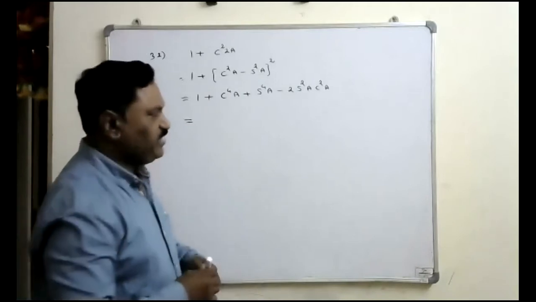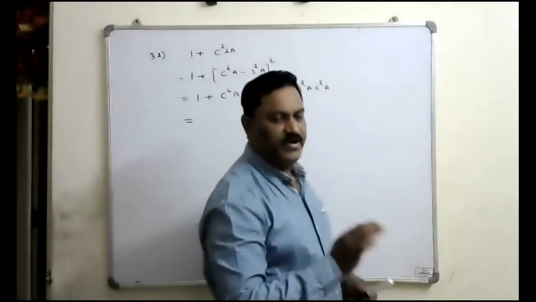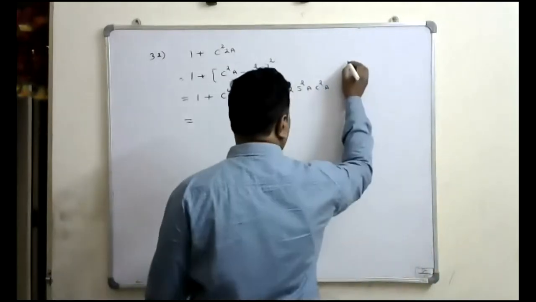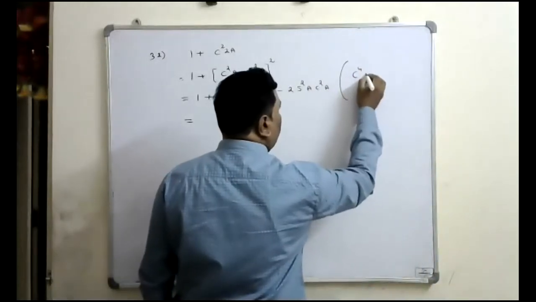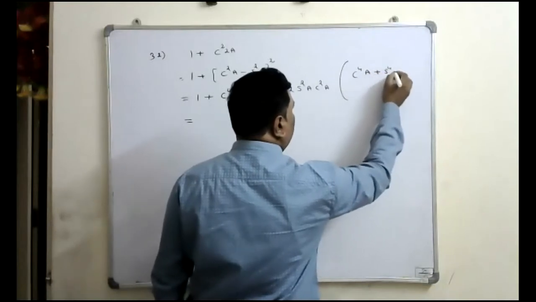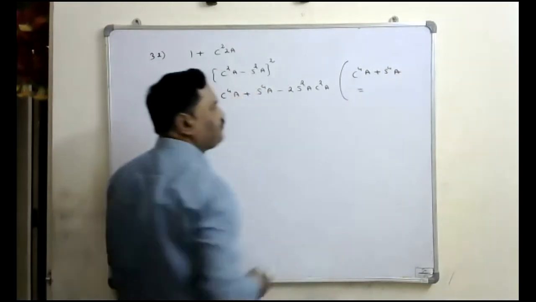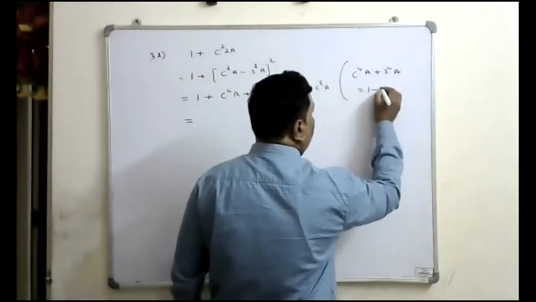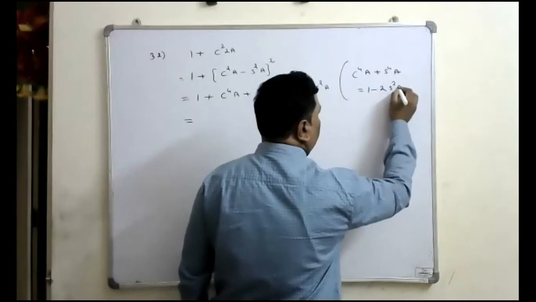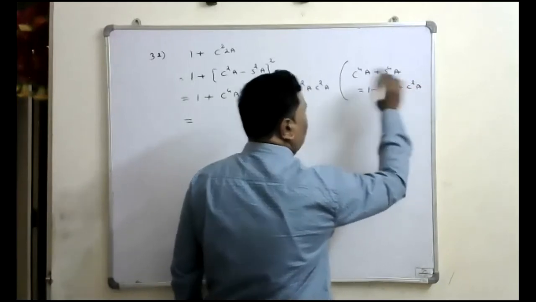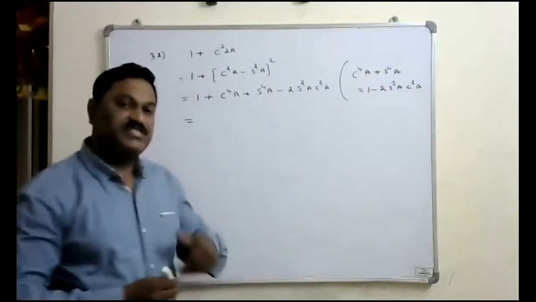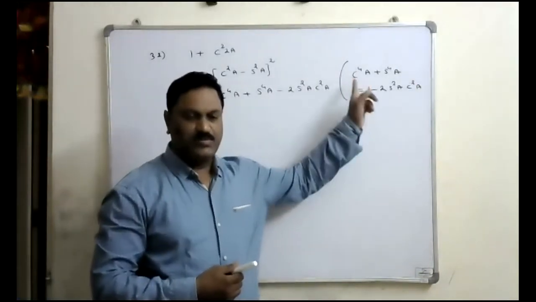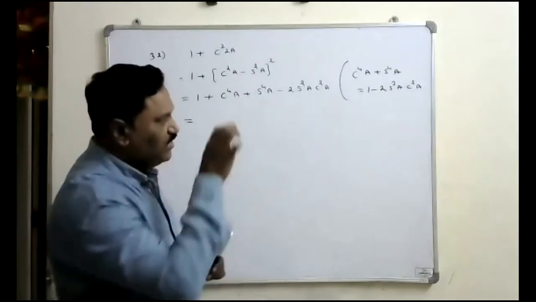How? In the first topic of trigonometry, from the trigonometric ratios, we know the result that cos power 4a plus sin power 4a we can write as 1 minus 2 sin square a cos square a. If cos power 6a plus sin power 6a is there, you can write 1 minus 3 sin square a cos square a. That result we know.